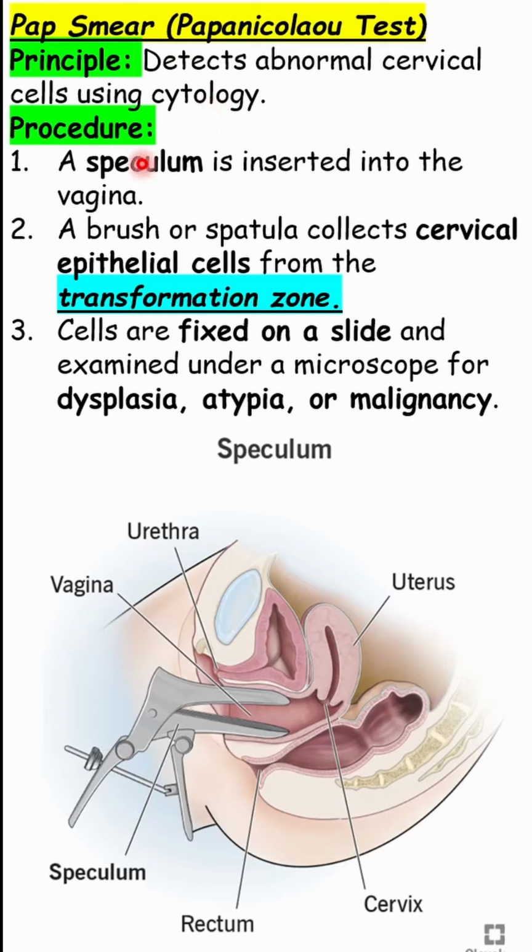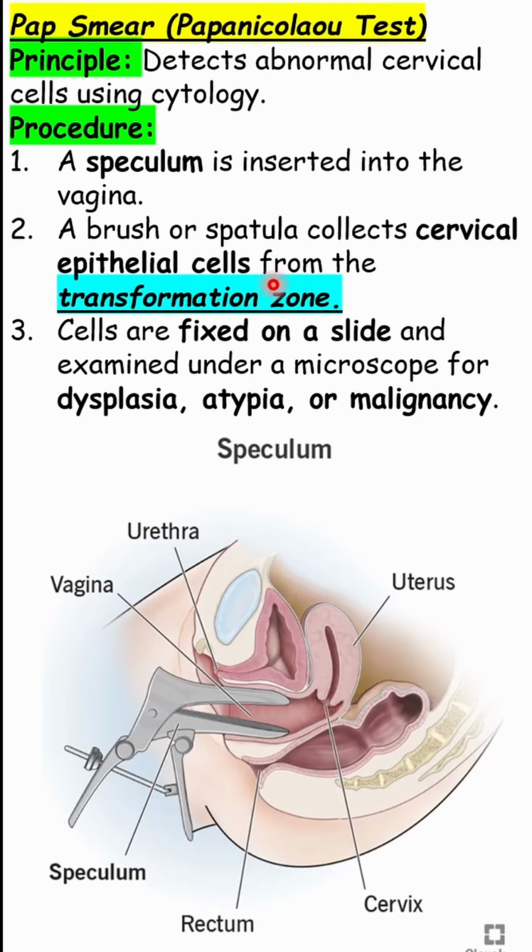What is the procedure? A device or instrument is used here. This is called the speculum, more precisely the Cusco's speculum. A speculum is inserted inside the vagina, and there is a hole inside this. From here, a brush or a spatula, also called the Ayer's spatula, is sent inside, and that spatula will be rotated for one full rotation, or 360 degrees. That will collect the cervical epithelial cells.